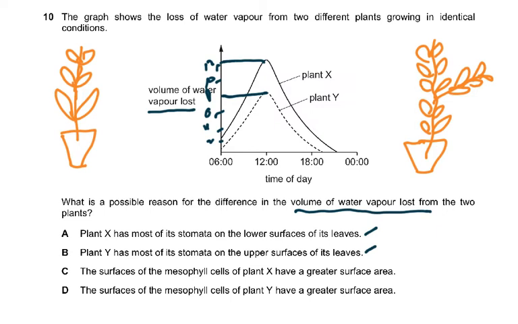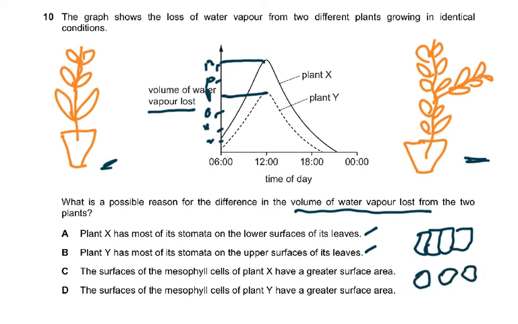The surfaces of the mesophyll cells of plant Y have a greater surface area. You know the mesophyll cells is where all the evaporation takes place and where all the water is lost. Another answer could also have been more surface area of the leaves, which I've just drawn here and here. The mesophyll cells of the plant are the palisade mesophyll and the spongy mesophyll.